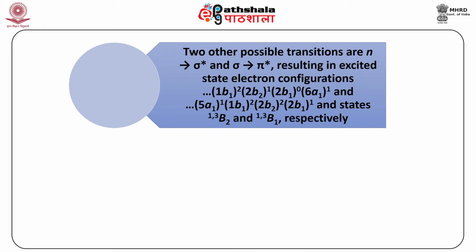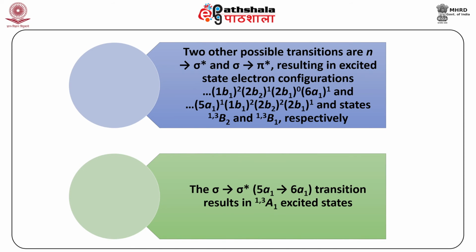Two other possible transitions are n to sigma star and sigma to pi star, and they result in excited state electronic configurations 1b1 2, 2b2 1, 2b1 0, 6a1, and the other one is 5a1 1, 1b1 2, 2b2 2, 2b1 1, and the states that you get are either singlet or triplet B2 or singlet or triplet B1 respectively.